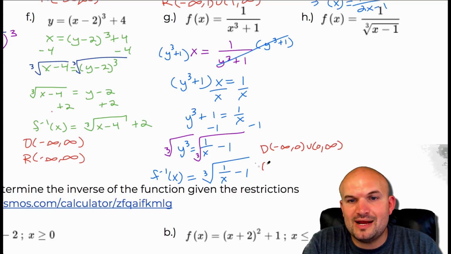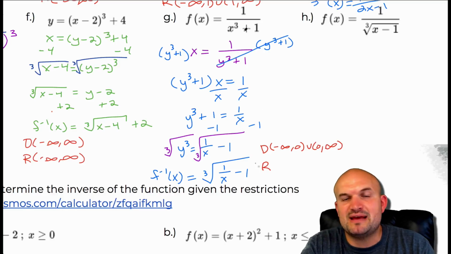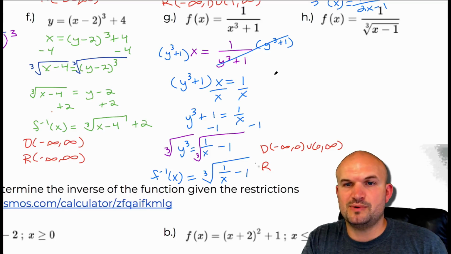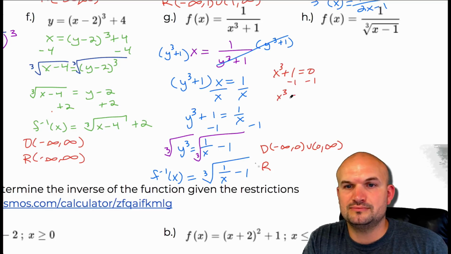And then to find the range, I need to go back to my original function and determine, all right, what values make my denominator equal to 0? And if we just wanted to solve this one, I know you could do this in your head. But again, I just wanted to reiterate that negative value motion.